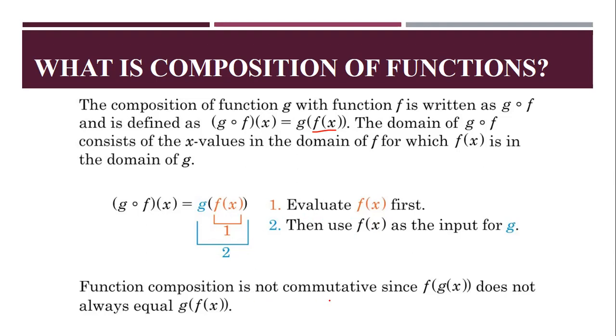Okay, function composition is not commutative, meaning that these two things do not mean the same. If you look at f composed of g of x, this means you're doing g of x first. This is first, and then this is second. If you look at g composed of f of x, this is first, and then this is second, okay?